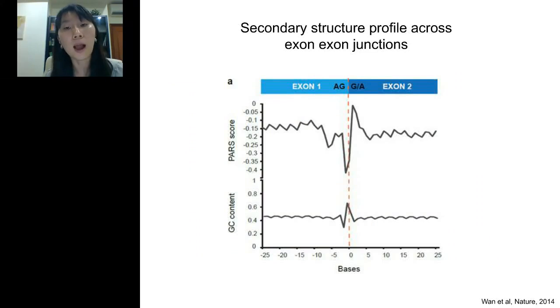Interestingly, now we can look into specific co-transcriptional or post-transcriptional processes to see if there are any RNA structures that are associated with some of these processes. So shown here, we aligned all the transcripts across the exon-exon junctions to see if there is any structural profile that's associated with splicing. And as shown here, we see an increase in accessibility towards the end of exon 1, immediately before exon 2. However, currently we do not really know what the function of this increase in accessibility is.